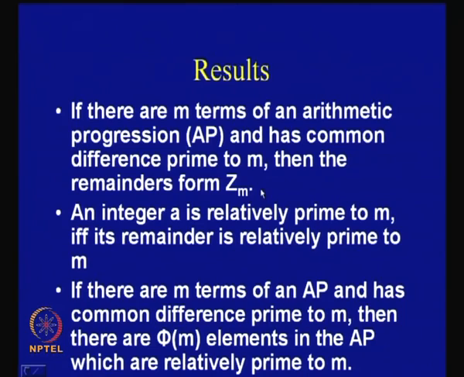You can follow because the remainders form Zm, and an integer is relatively prime to m only when the remainder is relatively prime to m, so we actually need to find the number of remainders which are relatively prime to m, and that follows from the definition as phi(m), right? So if there are m terms of an arithmetic progression and the common difference is also prime to m, then there are actually phi(m) elements in the arithmetic progression which are relatively prime to m.